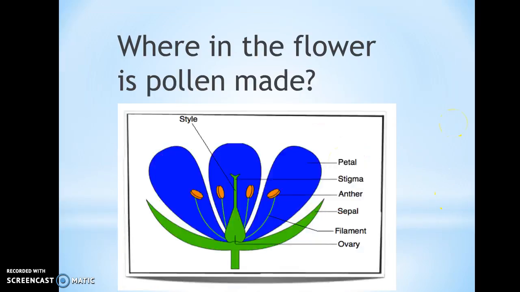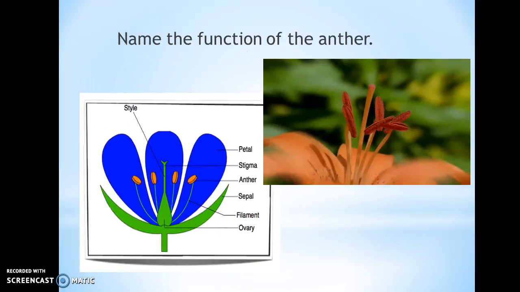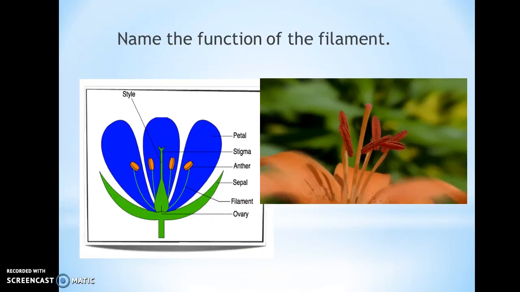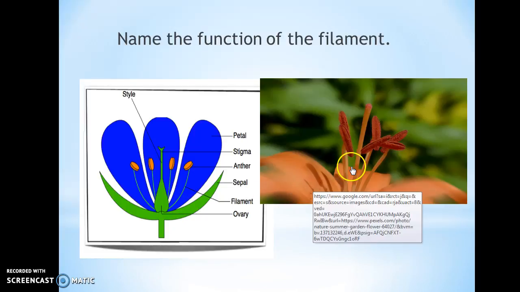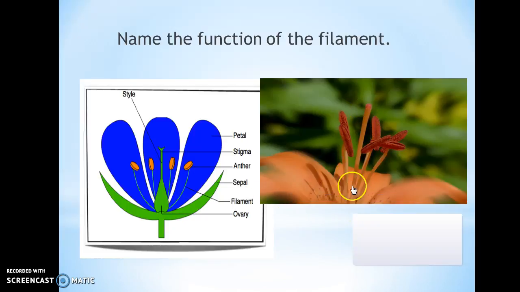Okay, so looking first, and I'm going to skip ahead for just a second. Looking at the filament, so you might have to skip a question. We'll come back to that. Looking at the filament, you can see here, this is the long skinny part. And in real life it would be this orangish brown part. So the job of the filament is kind of like what the style does with the female parts. The job of the filament is just to hold up the anther. So the anther is this maroon looking thing. So its job is just to hold the anther up.